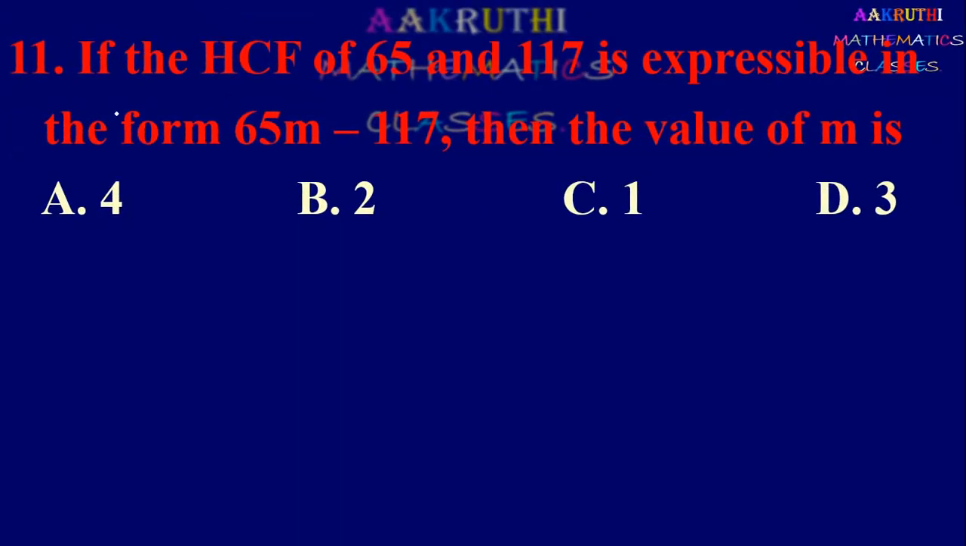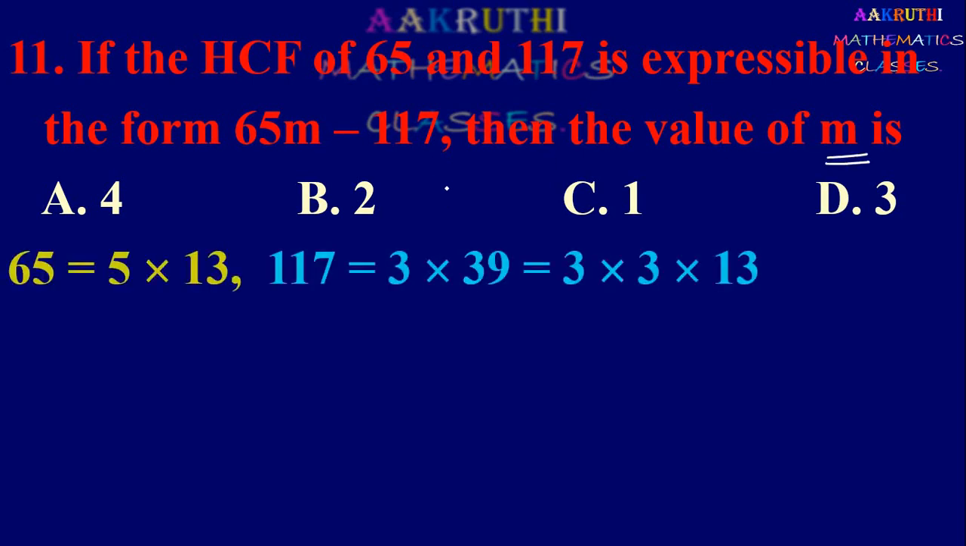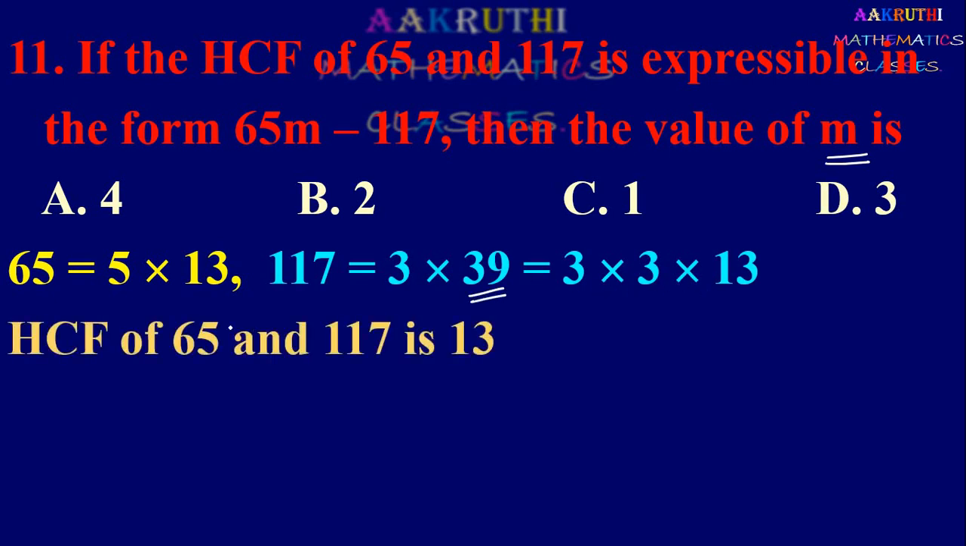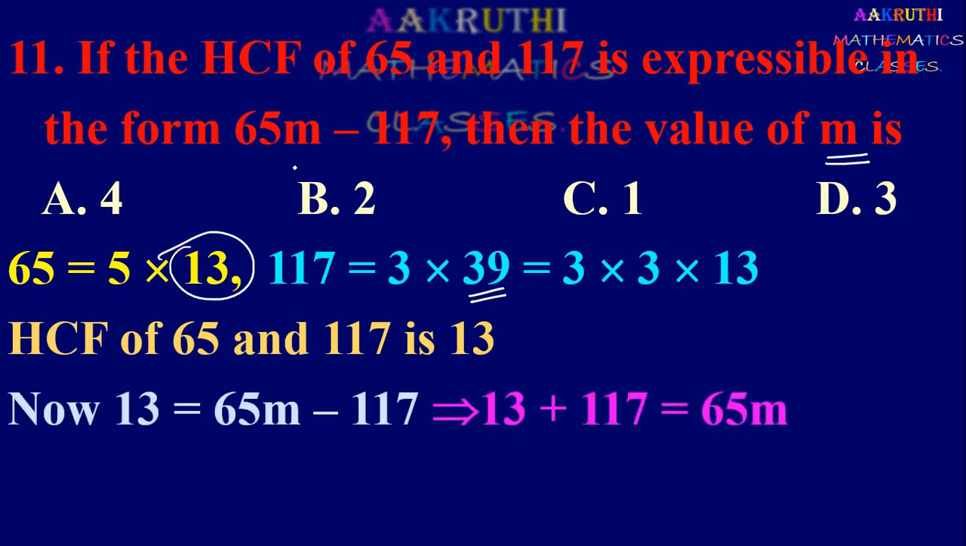So next question, question number 11. If the HCF of 65 and 117 is expressed in the form of 65m minus 117, then the value of m is. That is, HCF of 65 and 117 is written in the form of 65m minus 117, and you have to find the value of m. First we find HCF of 65 and 117. That is, 65 can be written as 5 into 13 and 117 can be written as 3 into 39. Again, 39 can be written as 13 into 3. So therefore, 117 can be written as 3 square into 13, and here HCF is 13. So HCF of 65 and 117 is 13, and 13 can be written as 65m minus 117, and we have to find the m value. So take 117 to the other side. That is, 13 plus 117 equal to 65m.